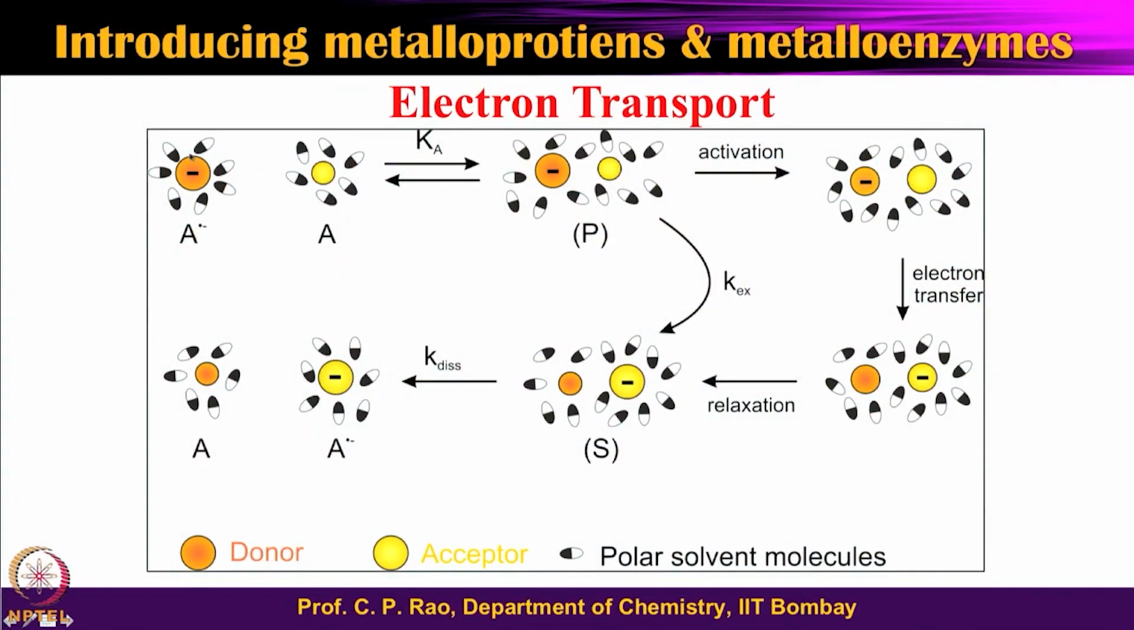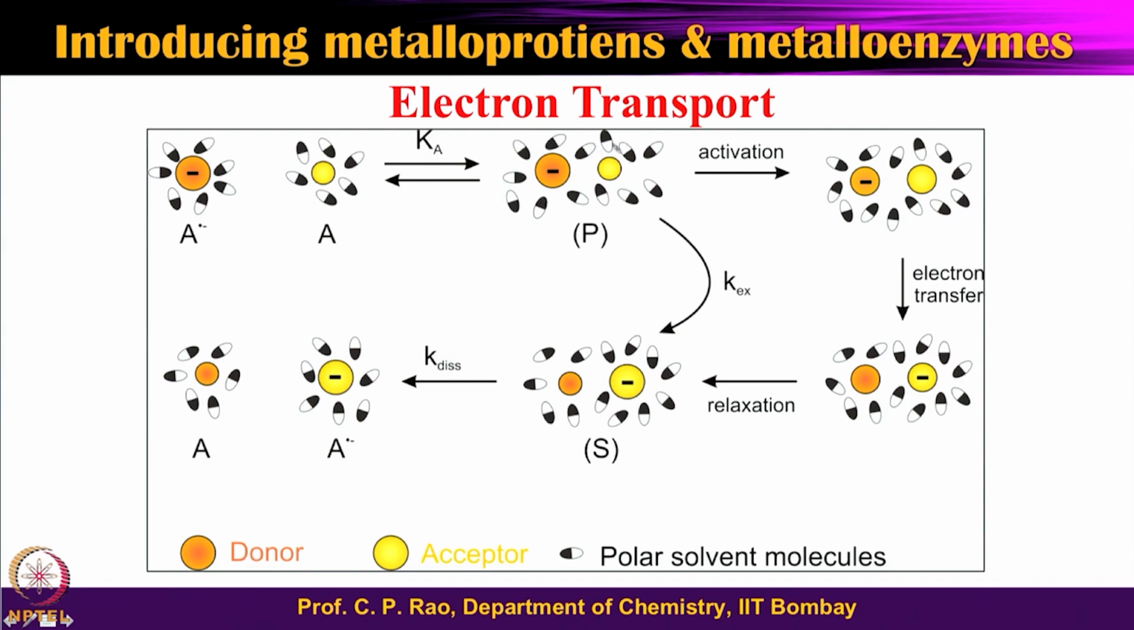Having said it goes from the donor, which is shown by a bit orangish color, to the acceptor, a bit less orangish, a more yellowish color. So, you have a donor which is surrounded by the solvent or ligands, you can call it, and the acceptor which is surrounded by solvent or ligands. Now, the donor and acceptor come closer, forming some kind of a complex.